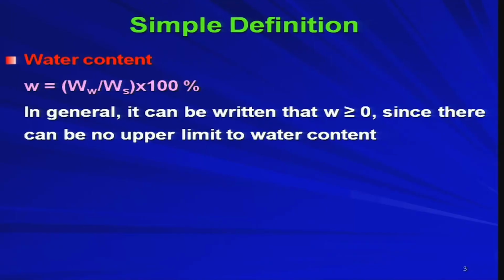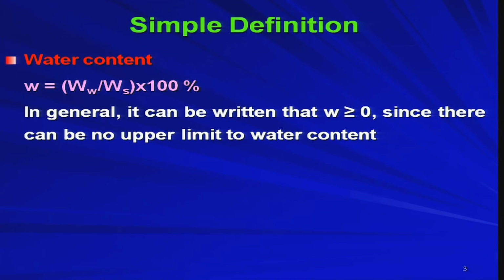Now, coming to some simple definitions. These are very much required to understand soil mechanics, and to quantify different properties of the soil, you need these definitions. Now, the first definition is water content. What is water content? Water content is the ratio of the weight of water to the weight of solids. That means small w, the water content, is equal to Ww by Ws into 100%. It is generally expressed in percentage.